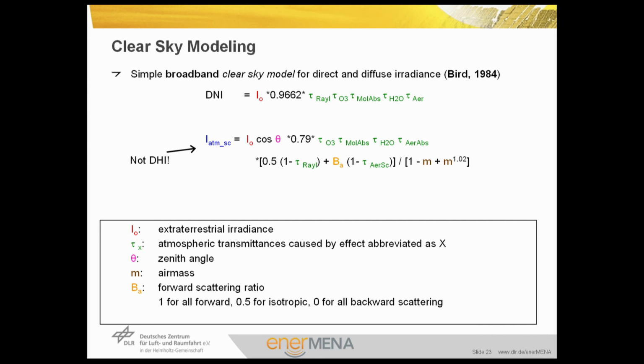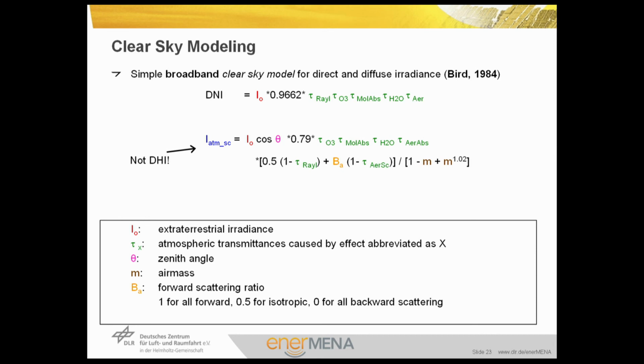We have to multiply by 0.5 times 1 minus the transmittance caused by Rayleigh scattering plus the forward scattering ratio BA times 1 minus the transmittance caused by aerosol scattering, and this is divided by 1 minus the air mass plus the air mass to the power of 1.02. The forward scattering ratio is 1 for all forward scattering, 0.5 for isotropic scattering, and 0 for all backward scattering.